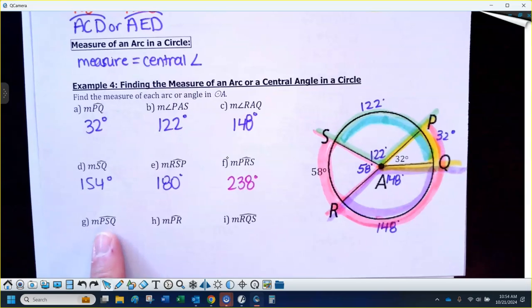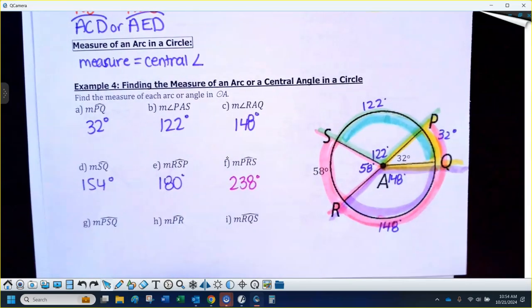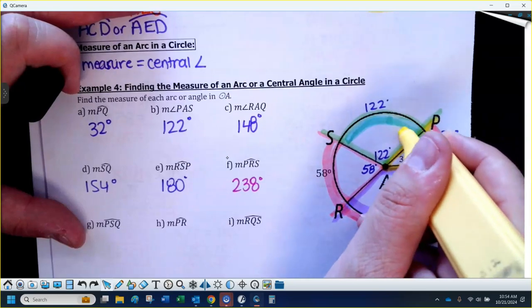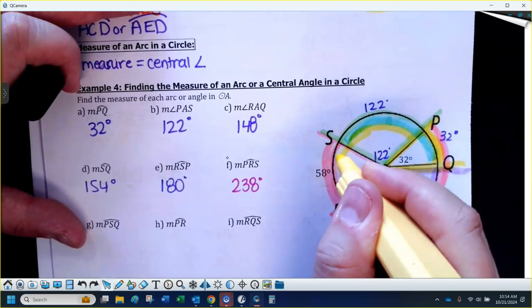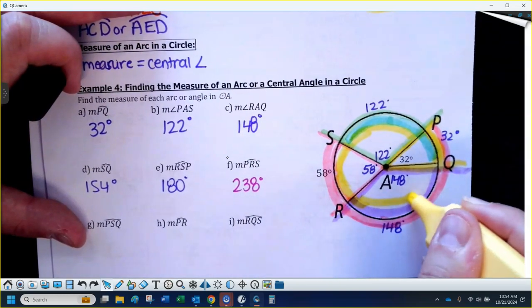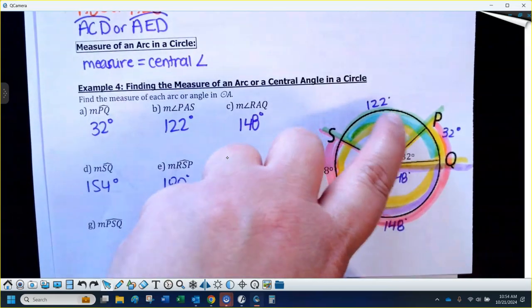All right, PSQ. Here's P, here's S, here's Q. Sorry, I've got not enough highlighters to go around this. So here's P, I'm going to S, keep going around here. This goes all the way to Q, PSQ, all the way around. So I'm starting here, going all the way here.